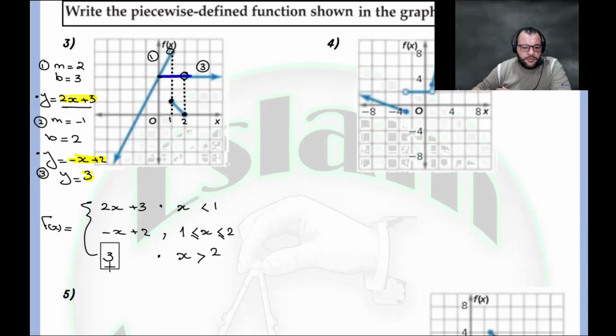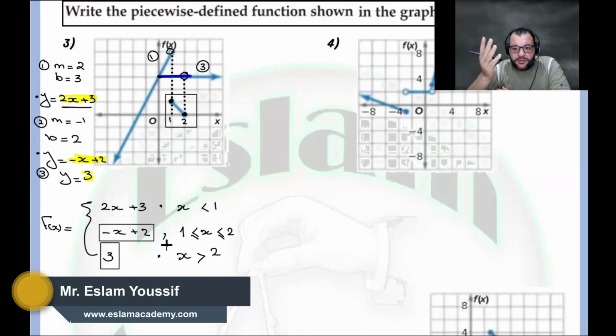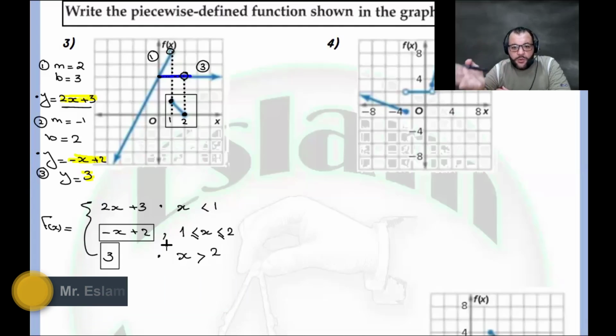In the equation, you wrote y equals negative x plus 2. That's equation number 2, this one. By the way, number 3 is constant. There is no x in number 3, so it's only a constant y line. Y equals a number.